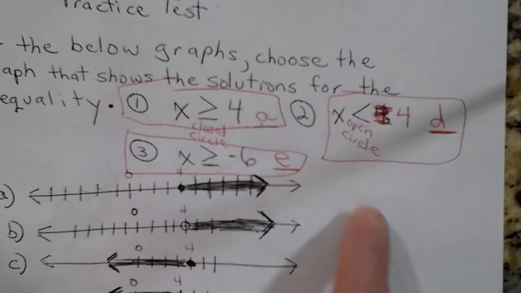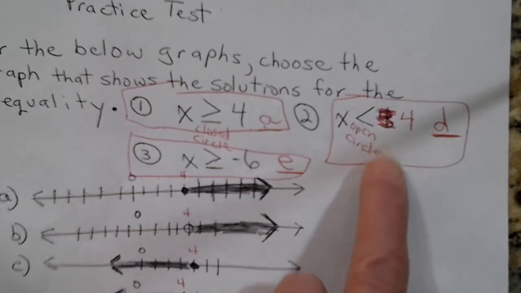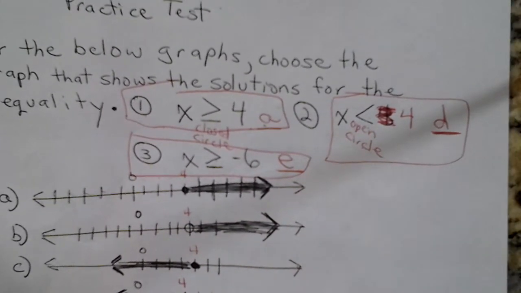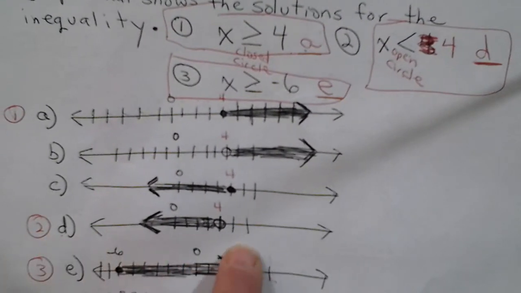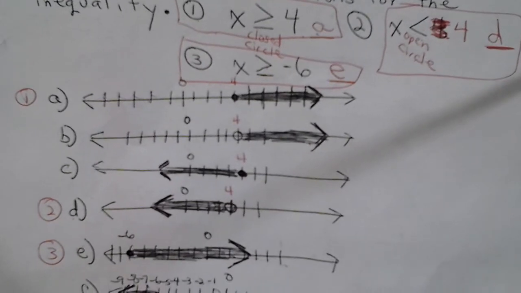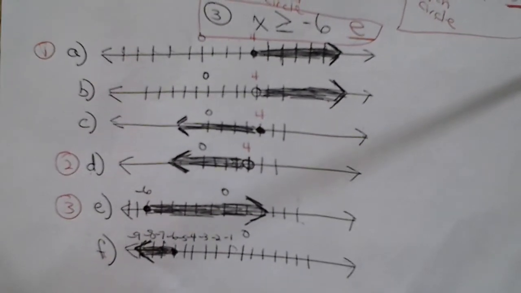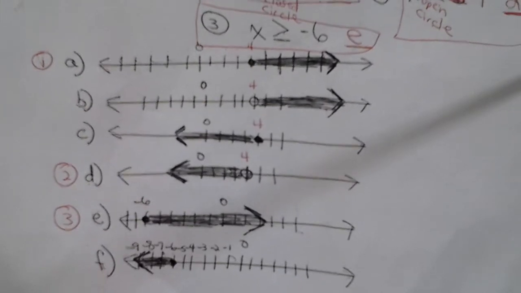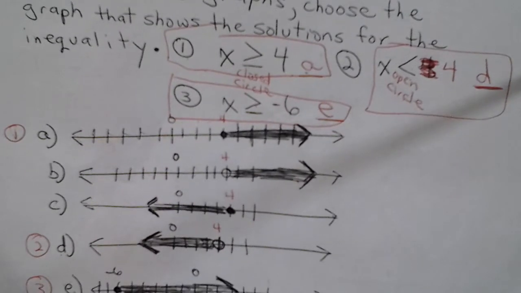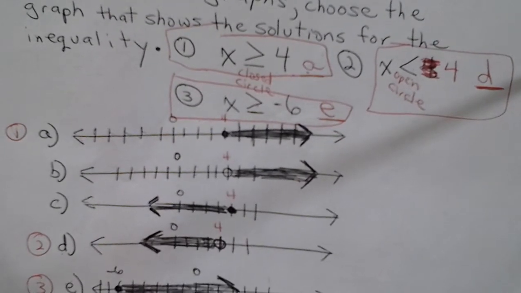Number 2, X is less than 4. We're looking for an open circle. So you can see here graph D has the open circle. And I'm so sorry I didn't show all the graphs at first. Let me scoot this up so you can see the graphs. This little setup I have doesn't show everything. So anyway, and then the third one, X is greater than or equal to -6, which is graph E.